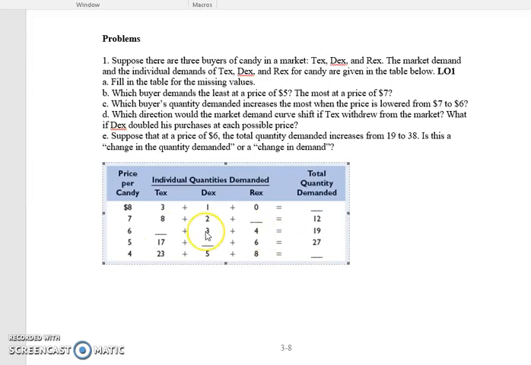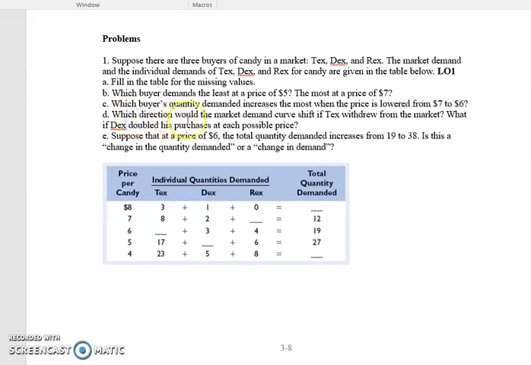Because 4 plus 3 is 7, and 19 minus 7 is 12. So Tex's demand will increase from 8 to 12, which is 4. So the answer for this part will be Tex. His demand will increase the most when price decreases from 7 to 6.